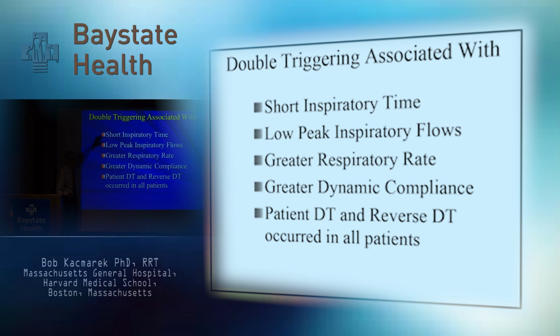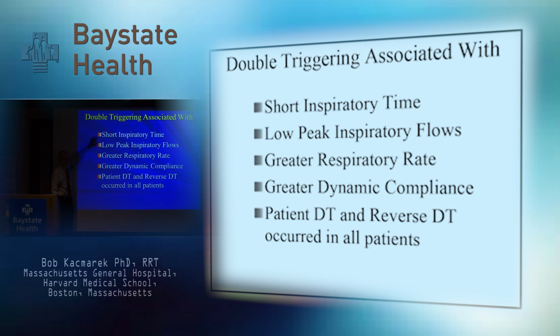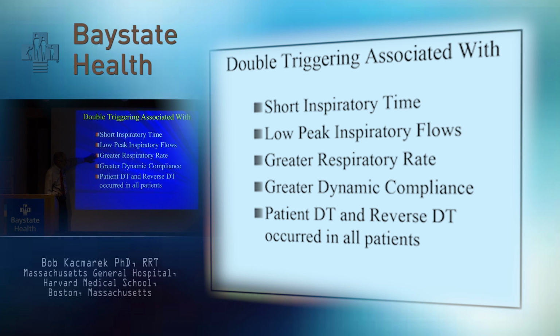Those things we found that were associated with the development of double triggering were short inspiratory time, low peak inspiratory flows, greater respiratory rates, greater dynamic compliance. It wasn't the patients who had stiff lungs, although there's a lot of literature showing double triggering in ARDS, but when we looked at this whole population, it was greater dynamic compliance that were the ones that had the greater amount of double triggering. And again, it occurred in all of the patients that we looked at.